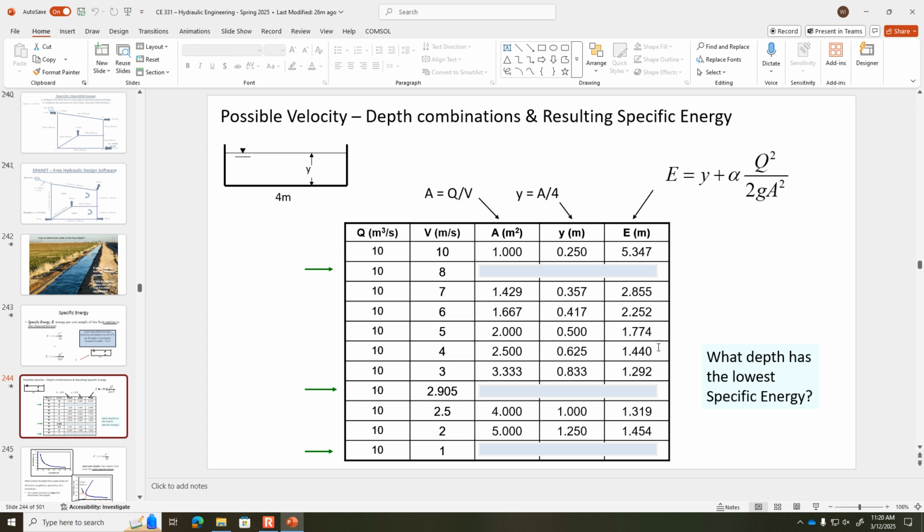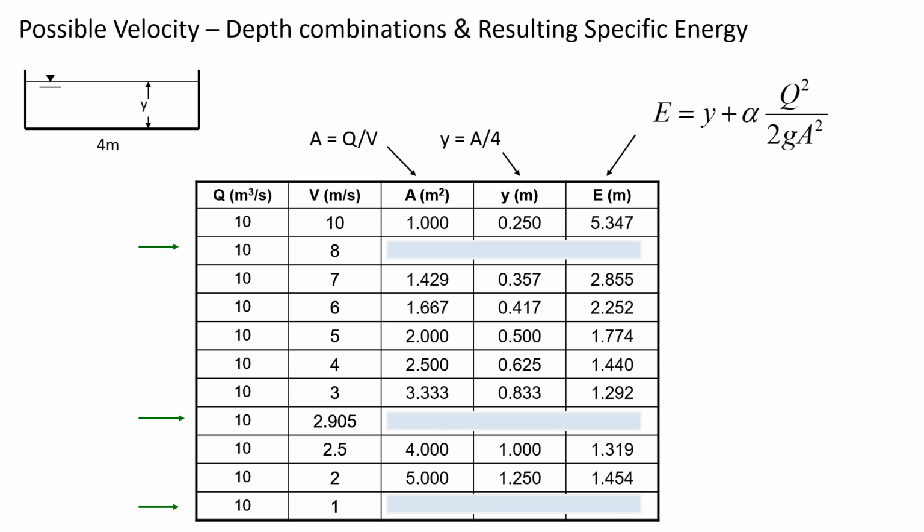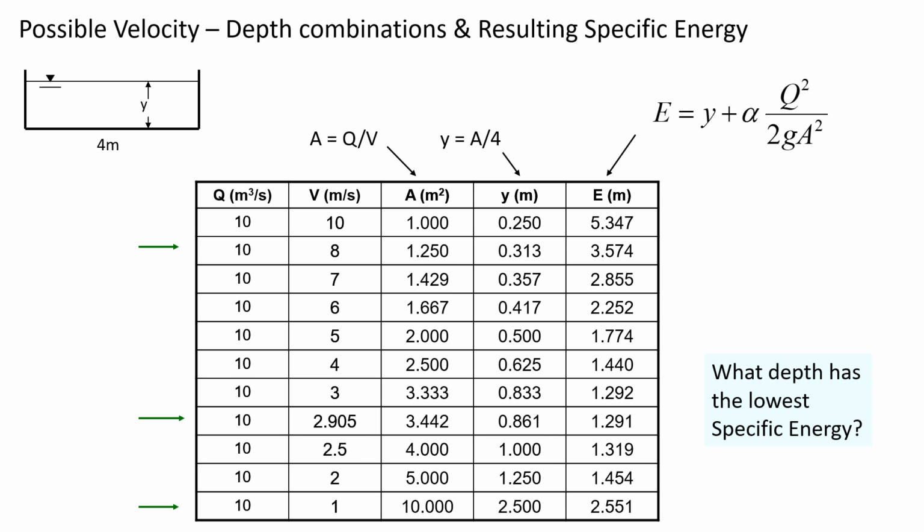Okay, so I've gone through and done the calculations on the board for this velocity of 2.905. So let's try and figure out what made it special. By the way, anybody have a guess on what makes it so special? It is the lowest specific energy. So look at this. At the top of the list where we had high velocity, when you've got a lot of velocity, that's associated with a lot of specific energy. So you've got a big specific energy because of a lot of kinetic energy.